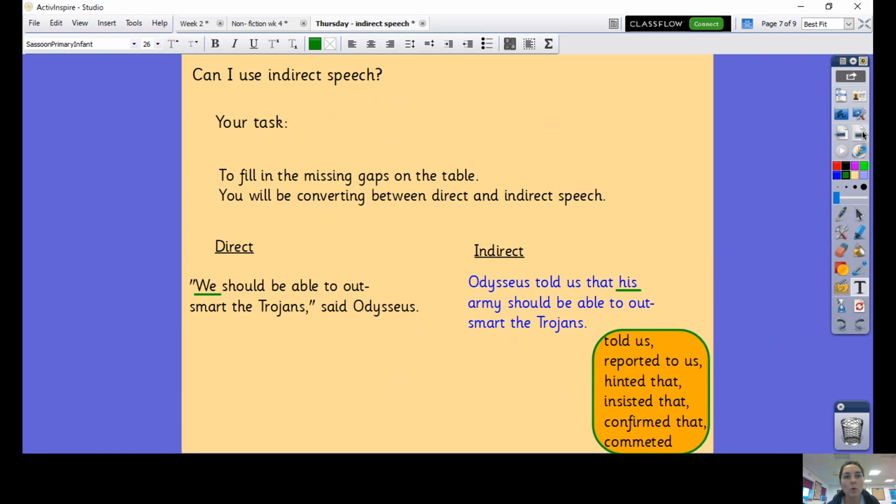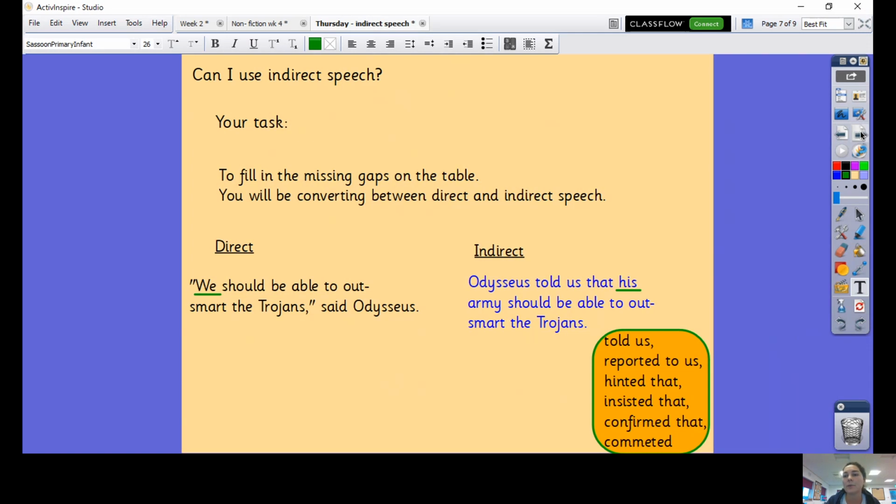Okay, so your task is to fill in the missing gaps on the table. So on the next page, I'm going to have some direct speech and some indirect speech. So you might be going from direct to indirect. You might be going from indirect to direct. It will all become clear on the next slide. So for example, the direct speech I had was we should be able to outsmart the Trojans, said Odysseus. Now I was turning that into indirect speech. So Odysseus told us that his army should be able to outsmart the Trojans.